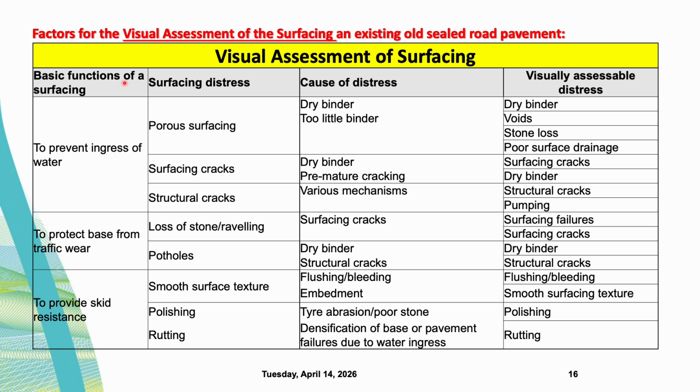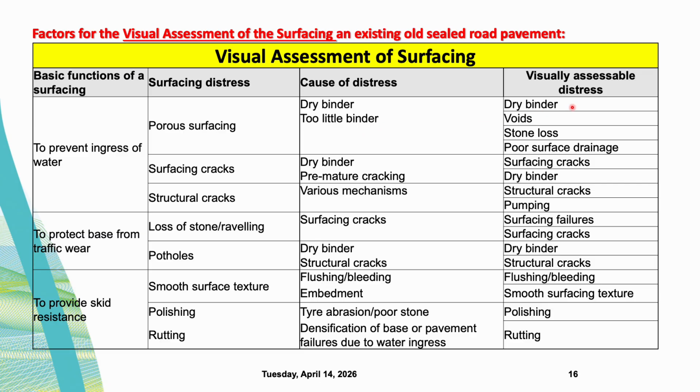The typical distresses that one can see include porous surfacings. One of the main problems that we have on surfacings is that they are not constructed correctly and are porous, and that will obviously lead to water going into the base. The cause of the distress in this type of surfacing is a dry binder or too little binder.